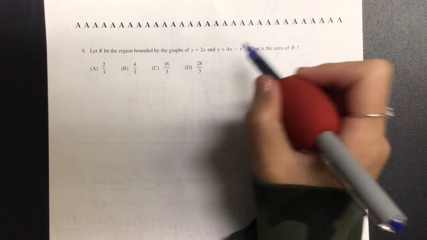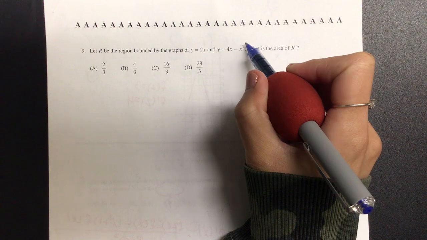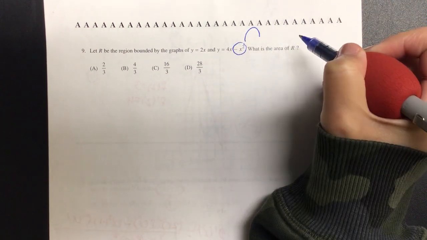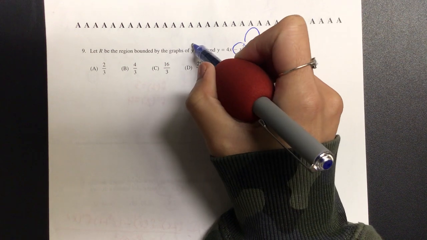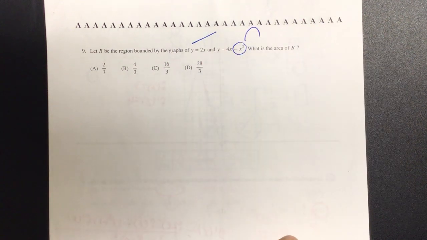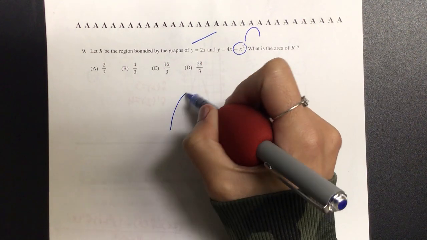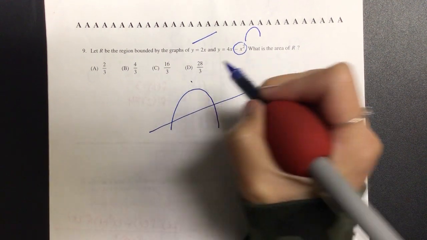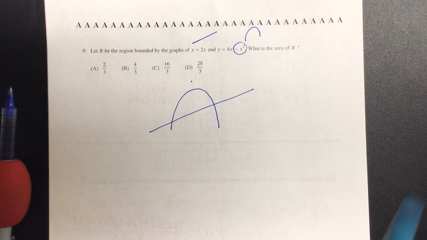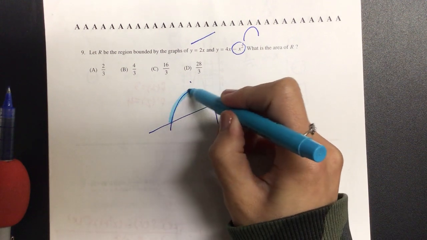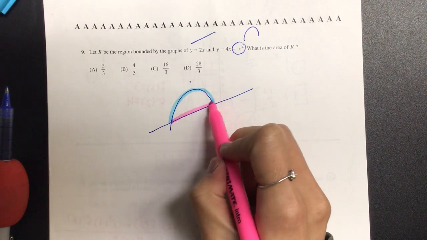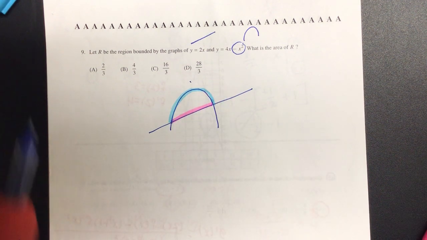Okay, so we know y equals 4x minus x squared. This right here means our parabola is going down, correct? And this right here is a linear that's going up. So if I put those two together, it's going to look like this. Let's highlight the top and the bottom first. So here's my top, and here's my bottom, and I want to find the area bounded by that.